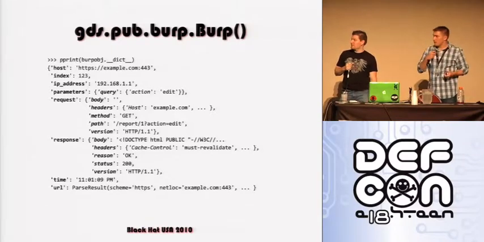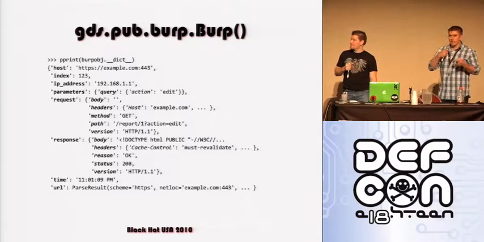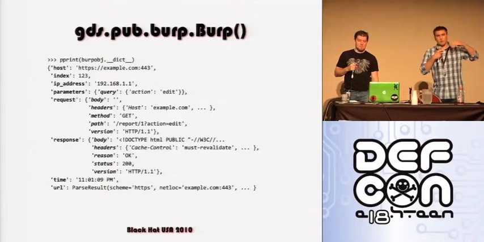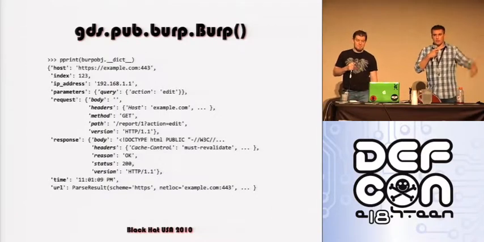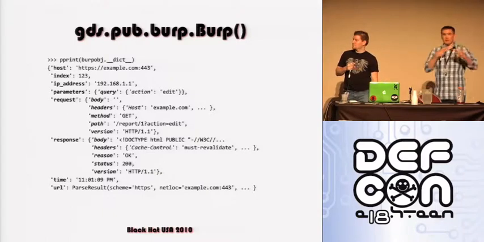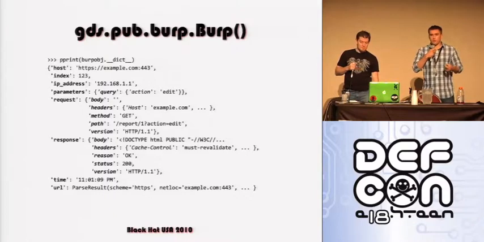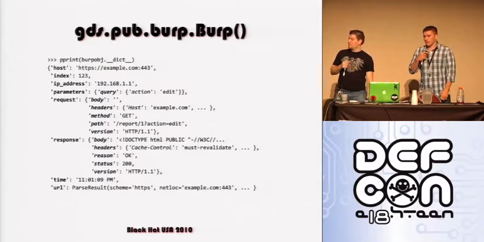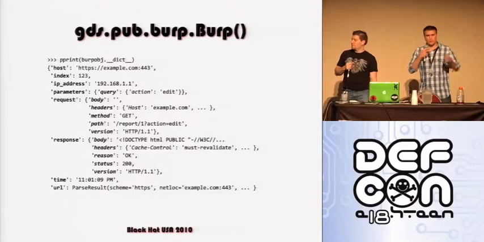Say you have an index number here, 123. If you look in your Burp history session, this number 123 would match up with 123 in your history, so you could easily go back and forth. But basically you have all this data now available to you in an API that you can call various methods on and get data from or build context.